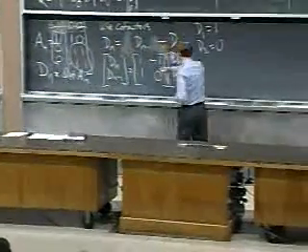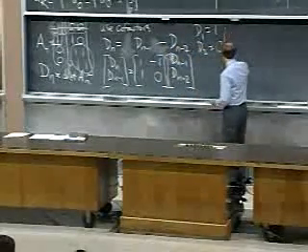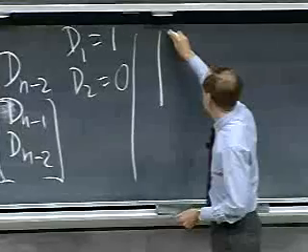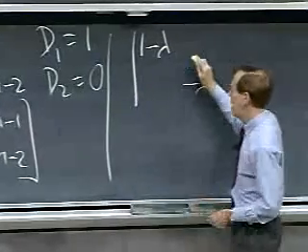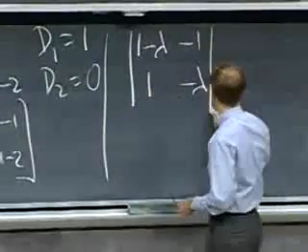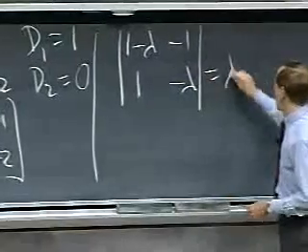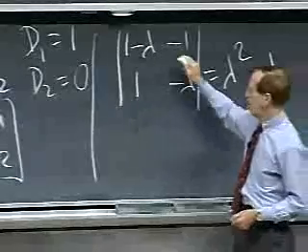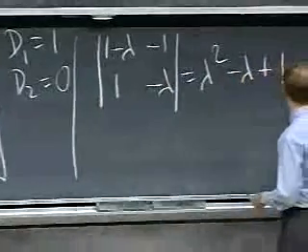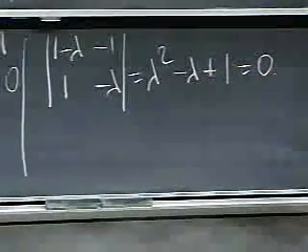Okay. So what are the eigenvalues? I look at the matrix, this determinant 1 minus lambda and 0 minus lambda, and these entries are still there. I compute that determinant. I get lambda squared minus lambda, and then plus 1. And I set that to 0.